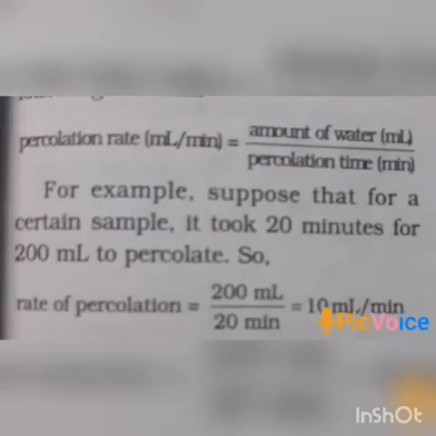After doing this activity, we can easily find out the percolation rate of a soil, by using the formula. What is the formula here, children? Percolation rate is equal to amount of water divided by percolation time. What is the unit for amount of water? Milliliter, ml. Then percolation time, minute. By using this formula we can easily calculate the percolation rate. Different types of soil have different percolation rates.